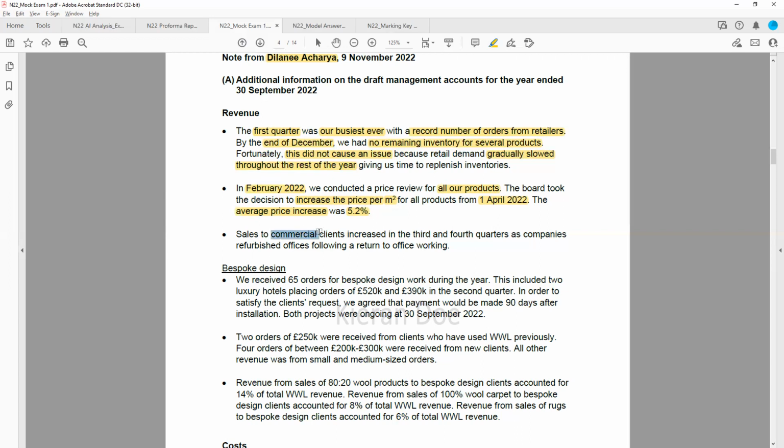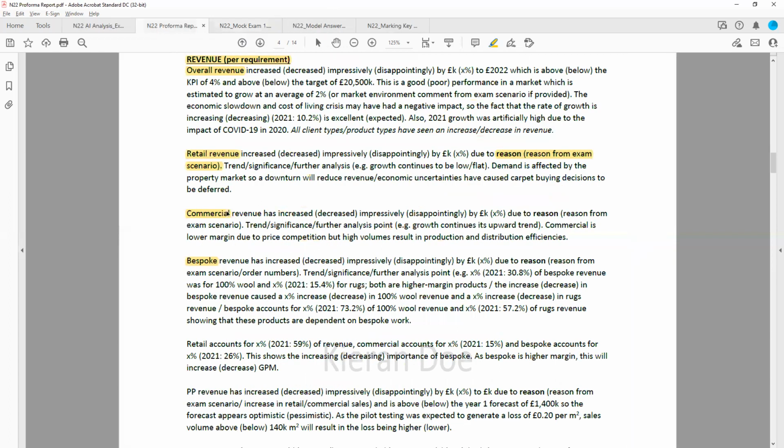Sales to commercial clients increased in the 3rd and 4th quarters as companies refurbished offices following a return to office working. So commercial clients, revenue from them increased in the 3rd and 4th quarters. And then we've got our reason here, refurbish of offices. So therefore we could have that, you could scribble that on. So commercial, that's our reason there why commercial has gone up.